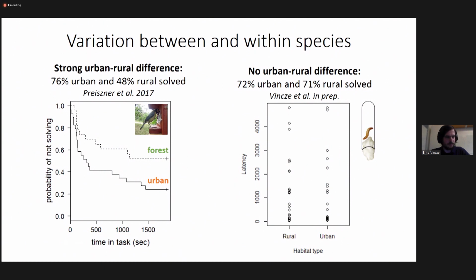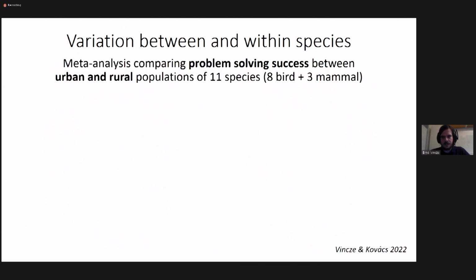Because of this big variation in results, I performed a meta-analysis with my colleague Béla Kovács. Péter already introduced us to the concept of how these meta-analyses work. In this one, we looked at studies that compared problem-solving success specifically between urban and rural conspecifics in 11 species, which include the 8 aforementioned bird species, as well as 3 mammal species.